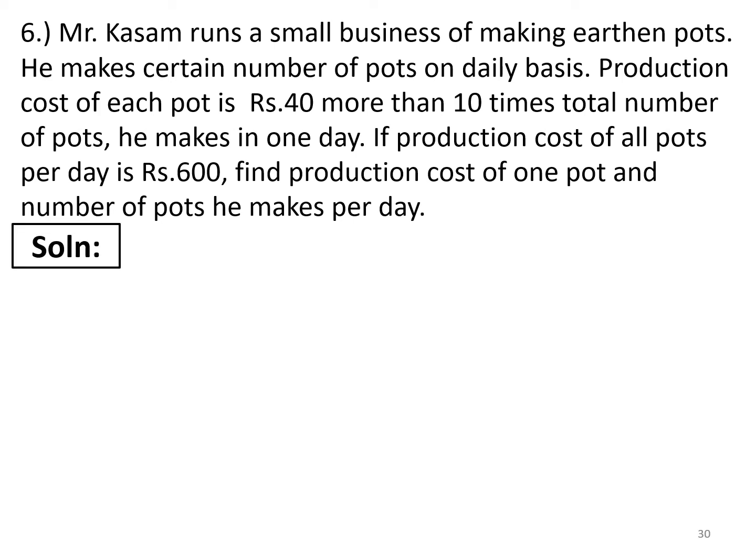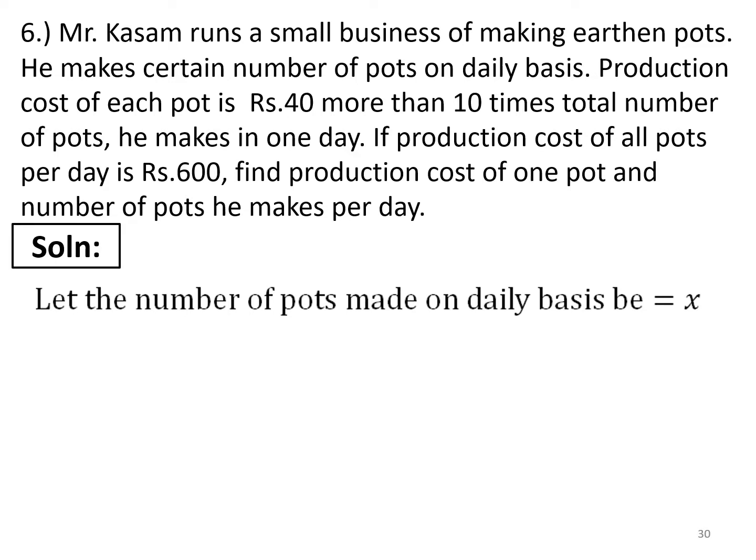Now, first condition, there are many things. He is running a small earthen business. He's preparing earthen pots. Production cost of one pot is nothing but 40 rupees plus 10 times the total number of pots he is making in a day. And the production cost of all the pots is nothing but 600 rupees. We have to find two things. One is the production cost of one pot and how many pots he is making per day.